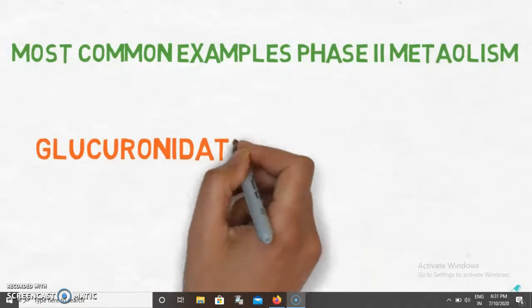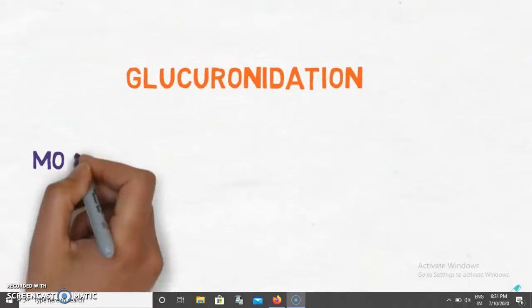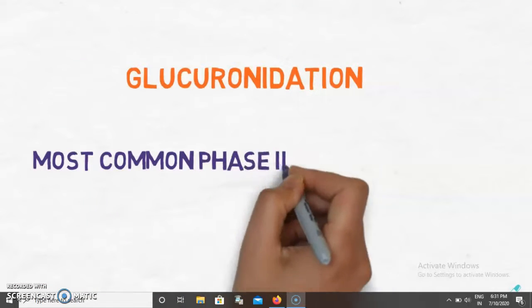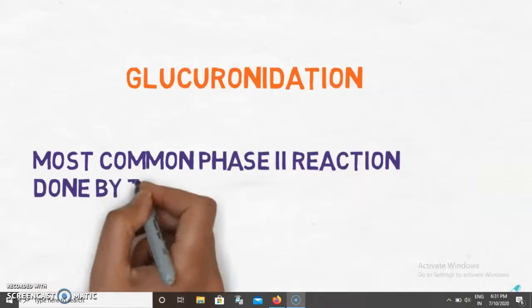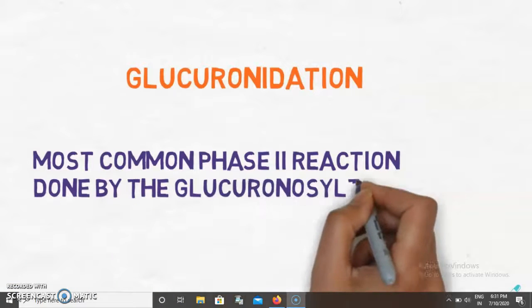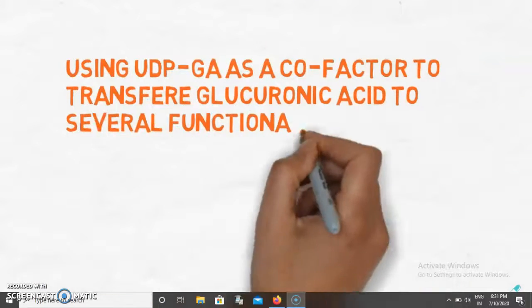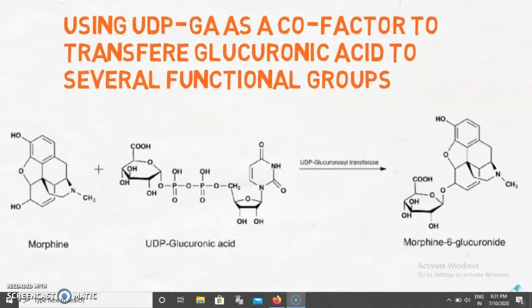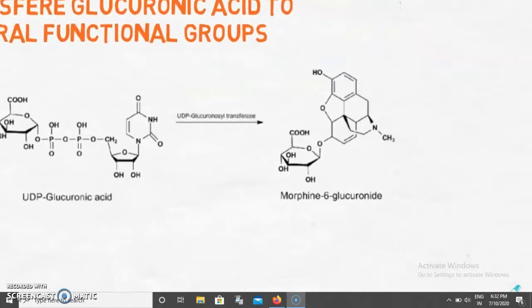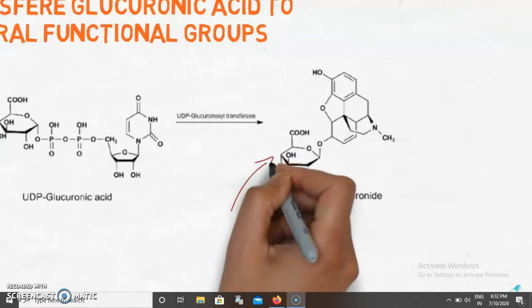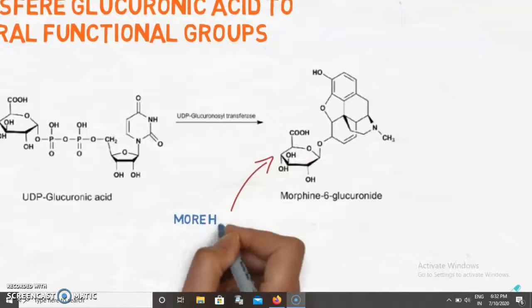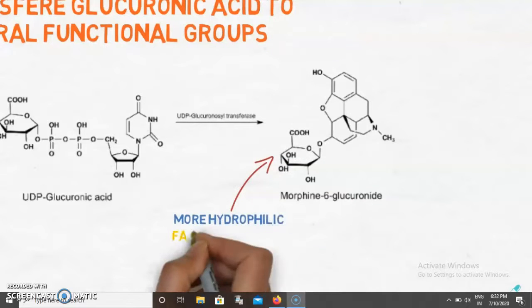First example would be glucuronidation. Glucuronidation is the most common phase 2 reaction. Glucuronyl transferase is the enzyme that uses UDPGA as a cofactor to transfer glucuronic acid to several functional groups like hydroxyl, carboxylic acid, and hydroxylamides. The glucuronic acid adds a significant amount of hydrophilicity to the molecule, facilitating its excretion process.